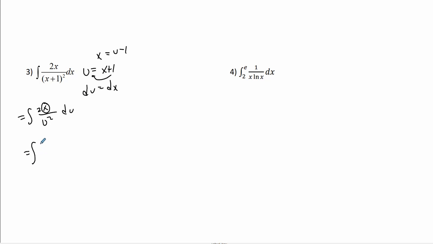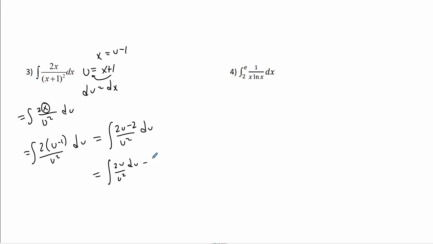And so my integral from 2 times x is u minus 1 over u squared du, that's equal to the integral of 2u minus 2 over u squared du. But that's equal to the integral of 2u over u squared du minus the integral of 2 over u squared du. I can split that integral because I have a monomial in my denominator with a binomial up top. And so this is equal to 2 times the integral, I skipped a step there, 1 over u du, minus 2 times the integral of u to the negative 2 du.